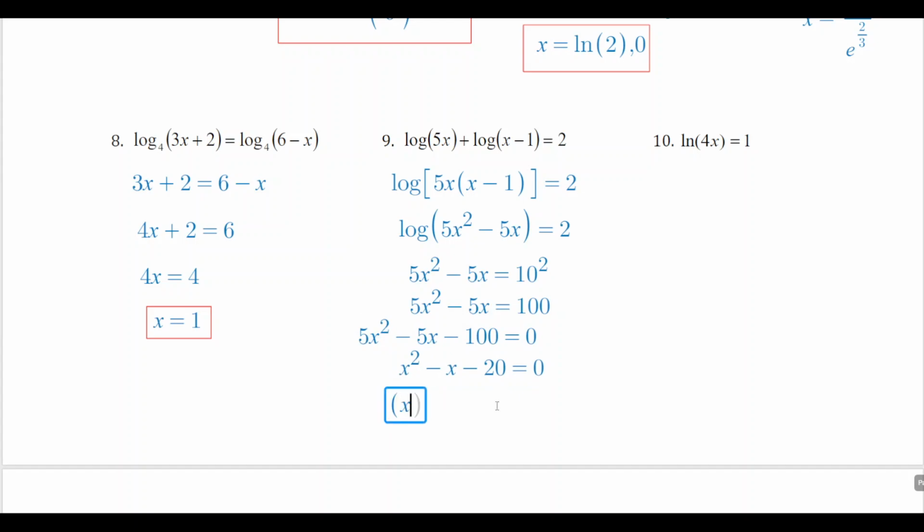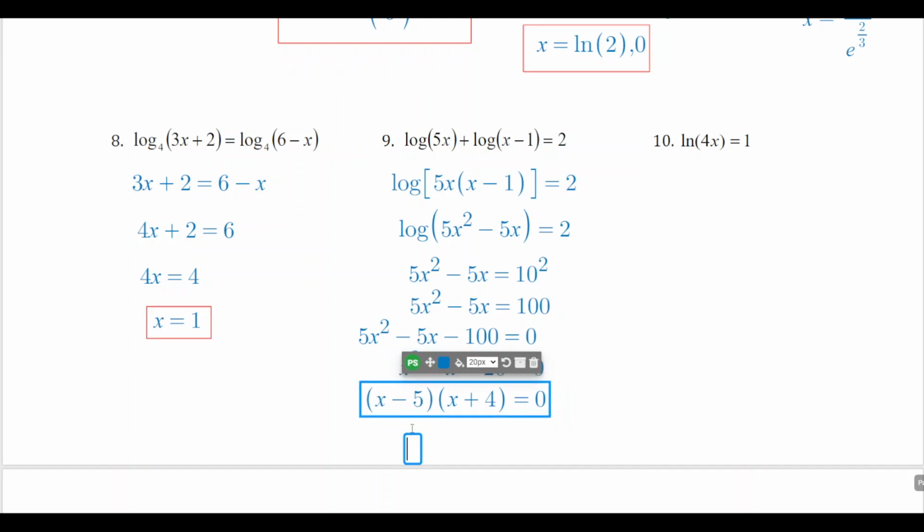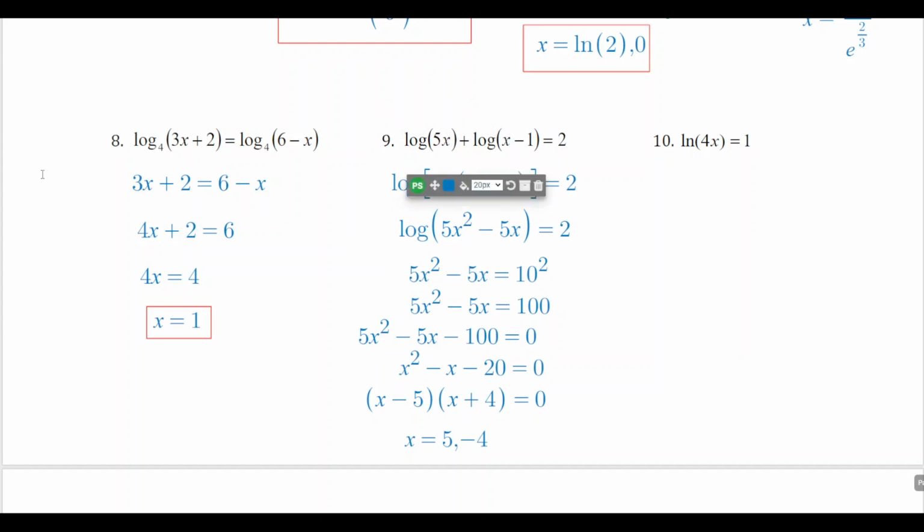So as I factor this, I get x minus 5 times x plus 4 equals 0. And so my two solutions, or at least potential solutions here, are going to be at 5 and negative 4. But as we saw in the lecture video, these logarithms have a domain restriction. So anything that you plug in to x, if it makes anything inside of any of these logarithms 0 or below, meaning negative, then it's going to be an extraneous solution.